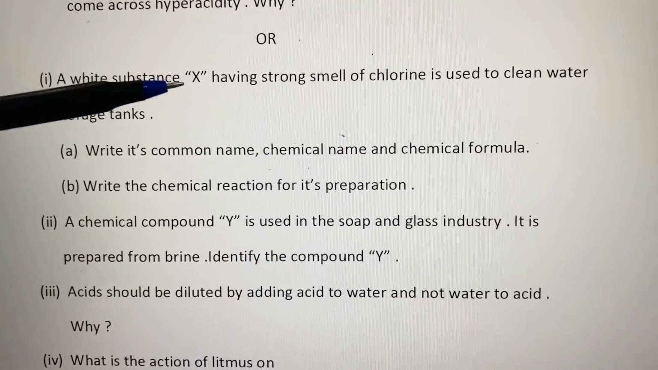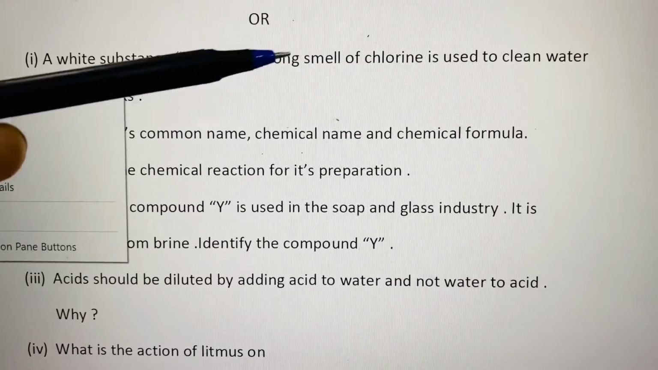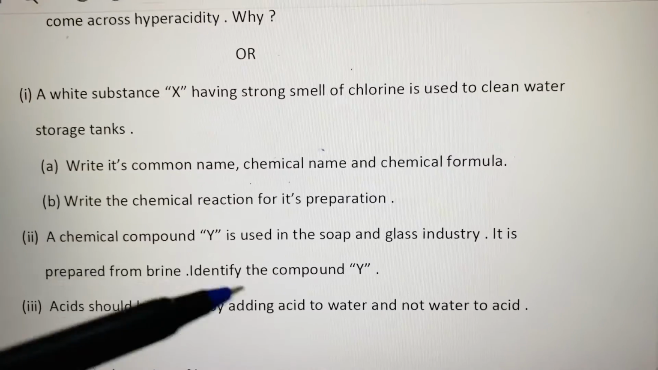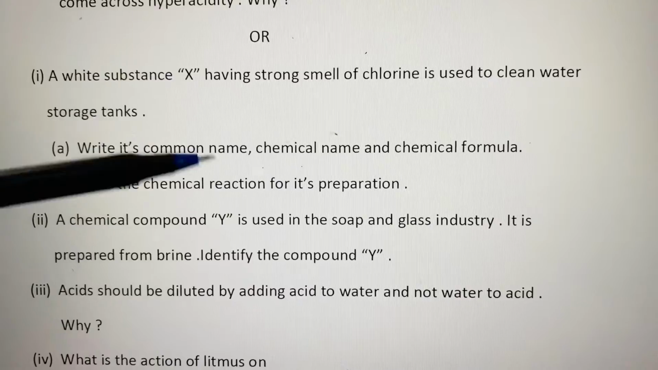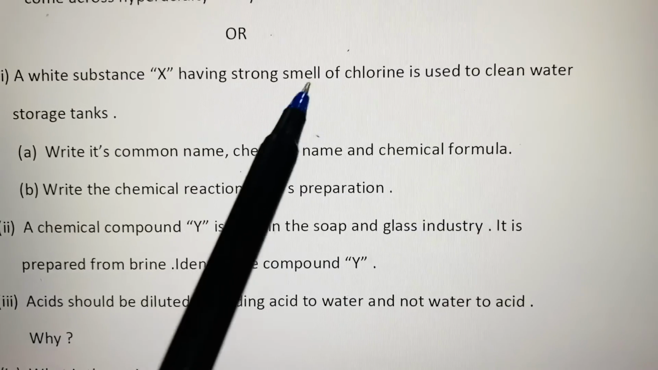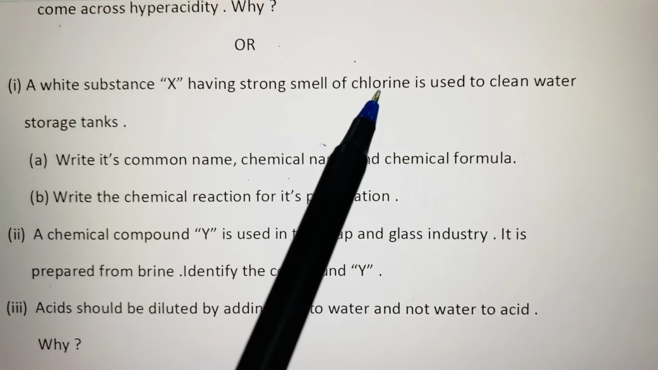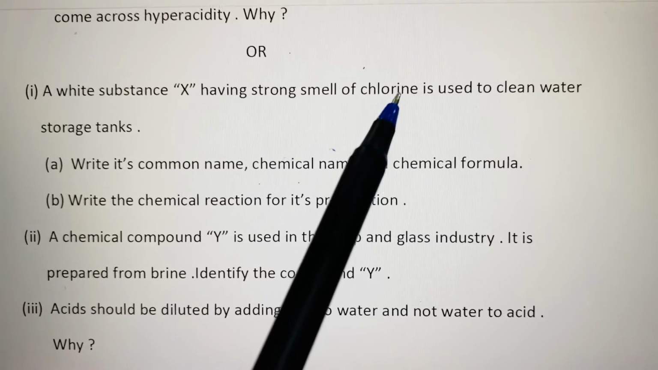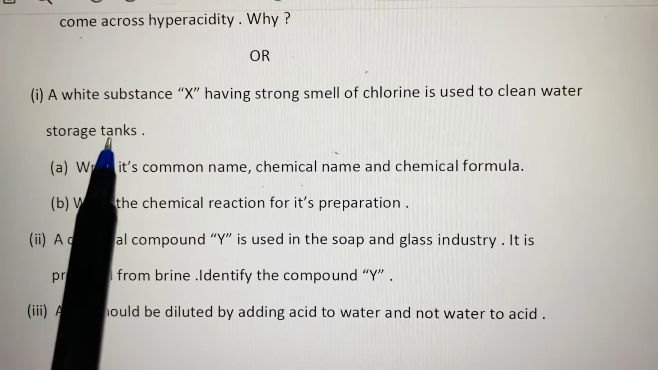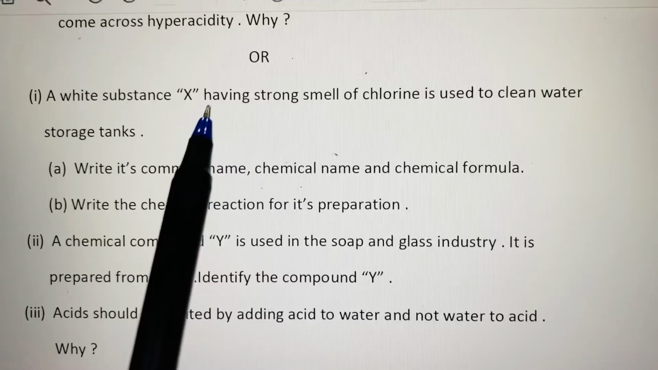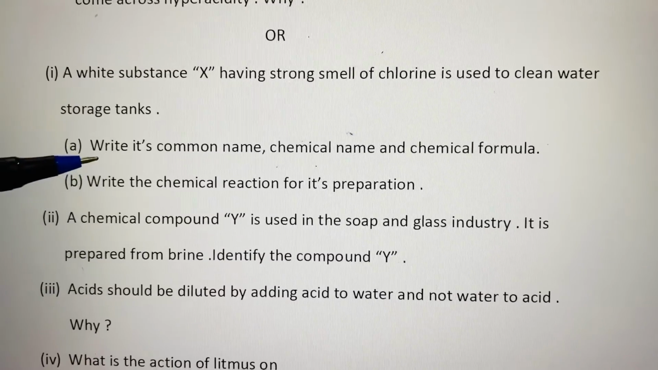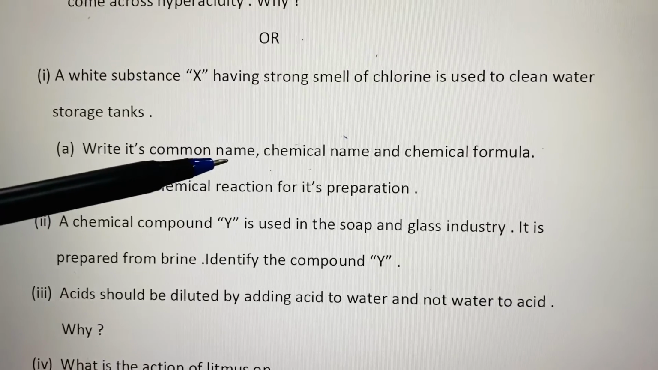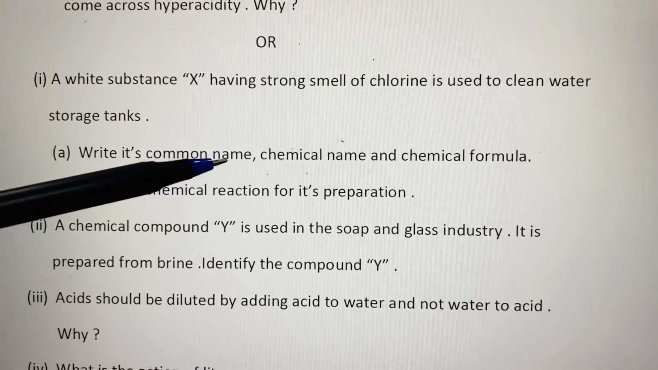A white substance X having strong smell of chlorine is used to clean storage tanks. We all know that a substance which produces a smell of chlorine is bleaching powder. And we also know that bleaching powder is used to clean the storage tank. So the white substance must be bleaching powder. So what is the question? Write its common name. Its common name is bleaching powder.